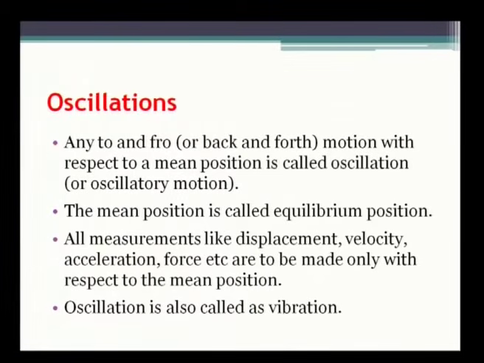What does that mean? Is there any technical definition for oscillatory motion? Let us have a look at the typical definition for oscillatory motion. Any to and fro motion, or we call the to and fro motion as back and forth motion with respect to a mean position, is called oscillation or oscillatory motion. So, it is simply a to and fro motion or back and forth motion.